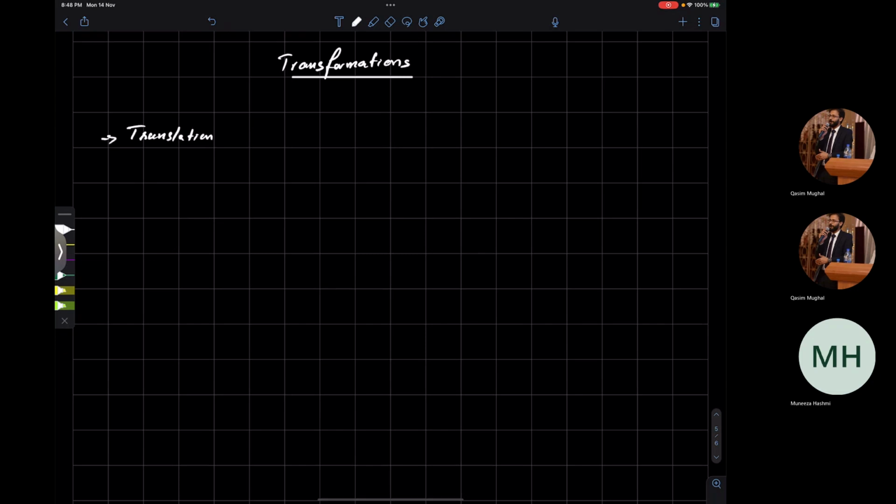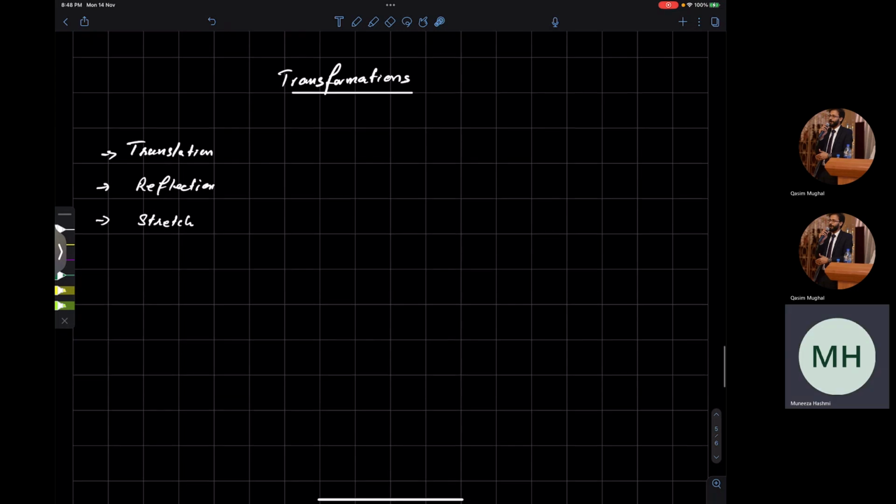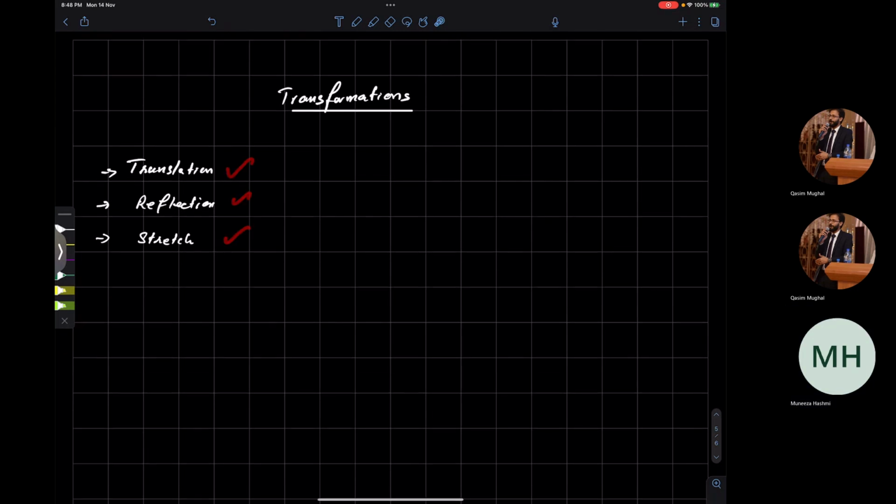One is translation, which has exactly the same purpose as that of the geometrical shape. The other one is reflection, again the same. And then there is stretch. If you remember, we didn't do stretch because it was removed from the IGCSE syllabus, the stretch of geometrical shapes. But when it comes to the graphs, these are the three only possible transformations. Okay? Yes, sir.